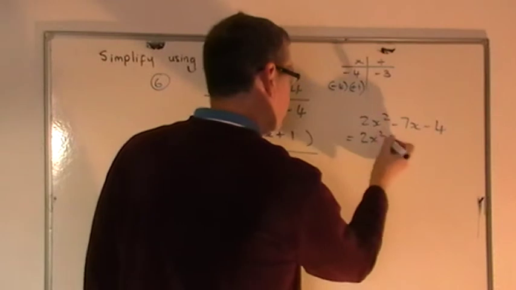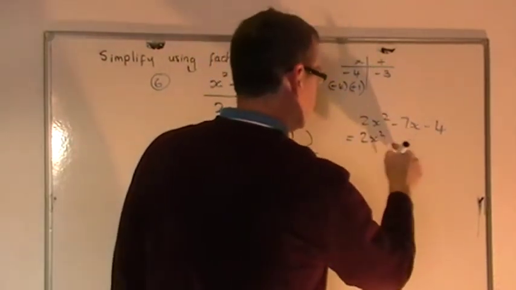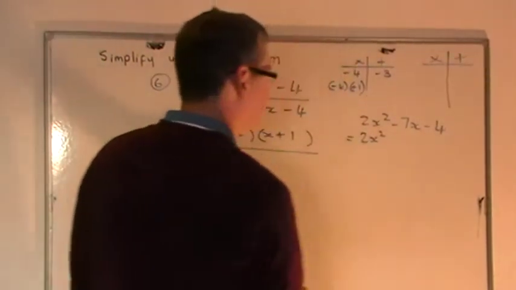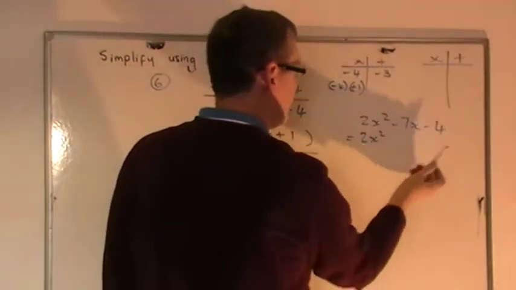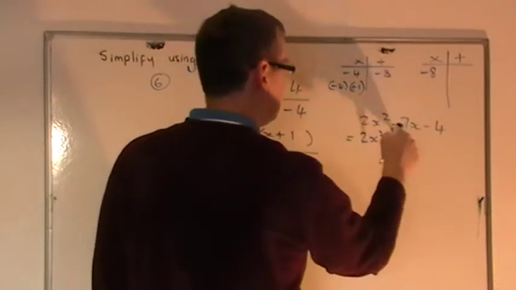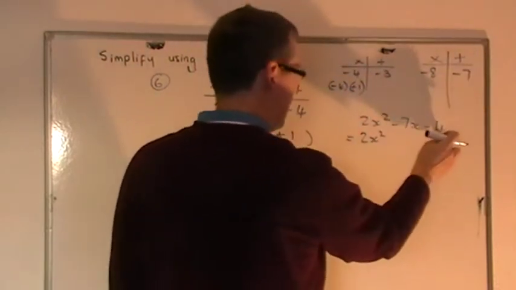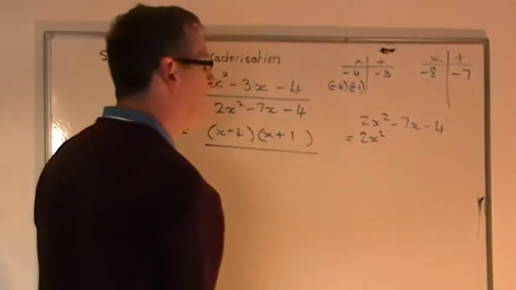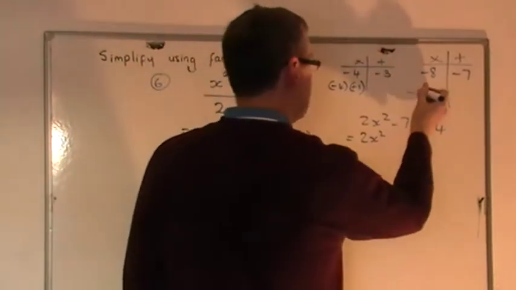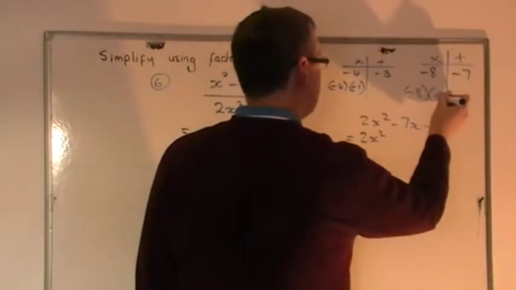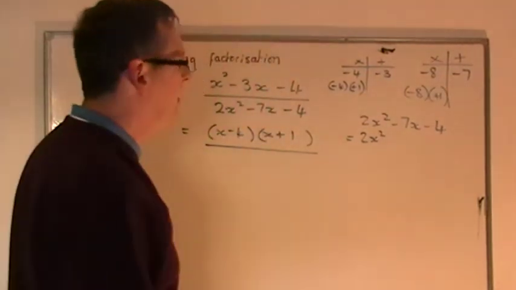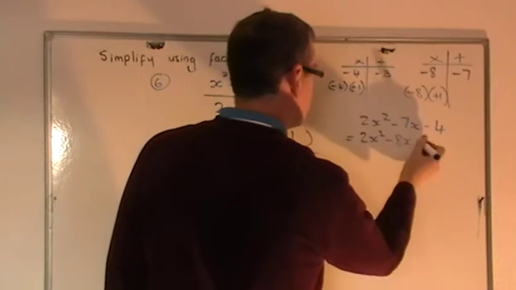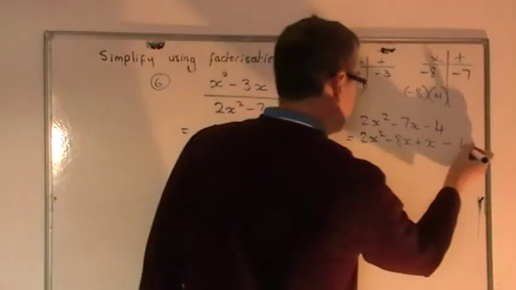Leave the 2x squared alone, and we're going to rewrite the minus 7x as two quantities instead of it. So I need to draw another table, times and plus. Underneath the times, 2 times minus 4 is minus 8. Underneath the plus is minus 7. I'm looking for two numbers that multiply to give minus 8, but add up to give minus 7. It's going to be minus 8 and plus 1. They multiply to give minus 8, and they add up to give minus 7. So I'm going to replace the minus 7x with minus 8x plus 1x, and then minus 4.